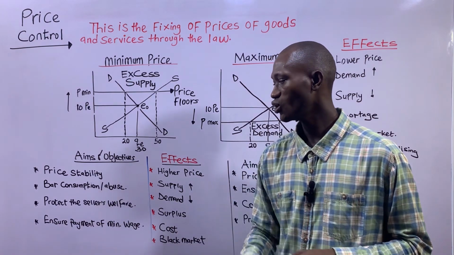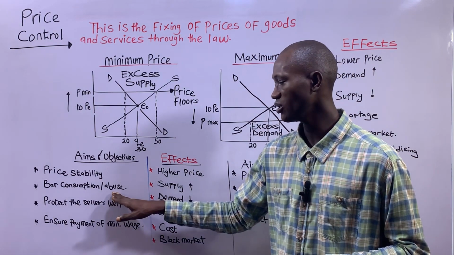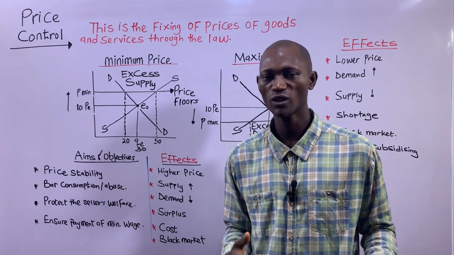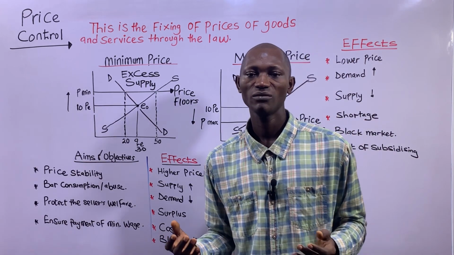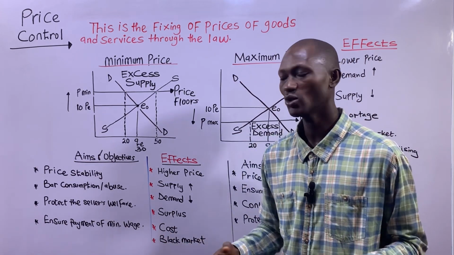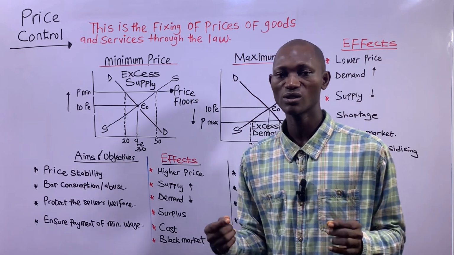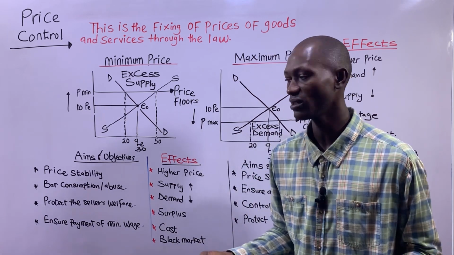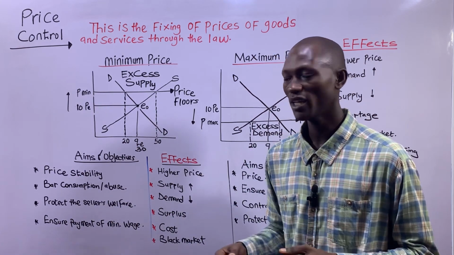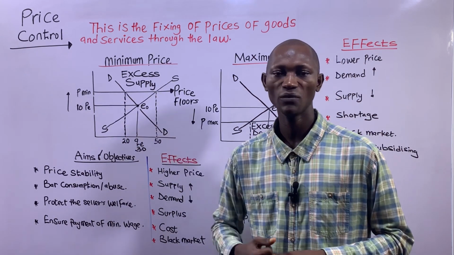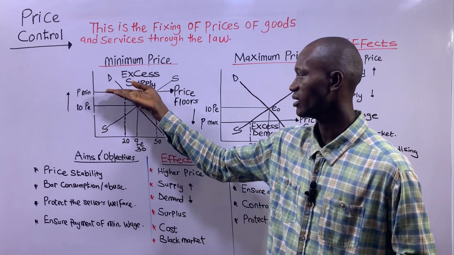Then number two, to curb consumption or abuse of some goods, like we've talked about, alcoholic goods that are detrimental, that are harmful to human health. If government wants to discourage the consumption of such goods among the citizens, then government will fix minimum price legislation. That's fixing it above the equilibrium, which we have here.